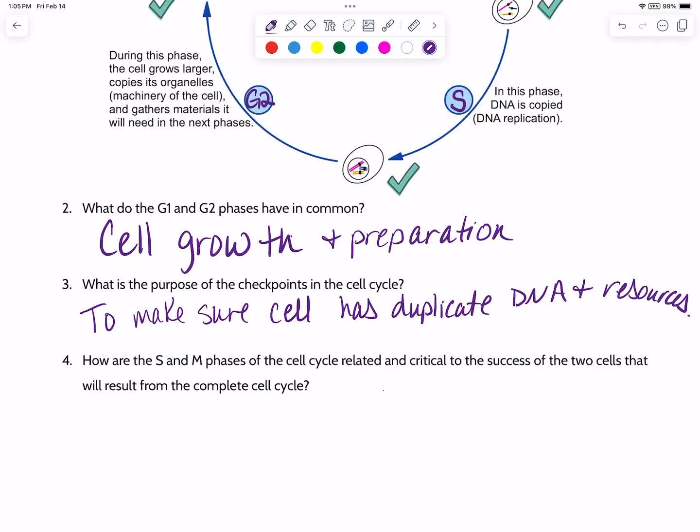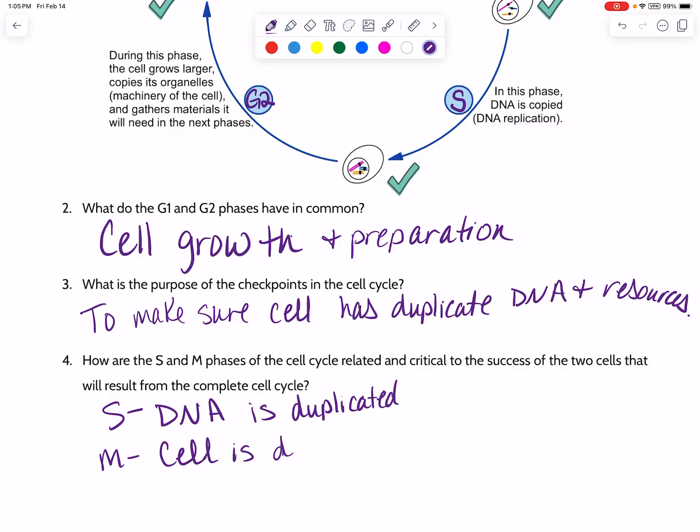So the S and the M phases of the cell cycle are critical to the two cells that result from the complete cell cycle, because the S cycle makes sure that the DNA is duplicated and the M cycle makes sure that the cell itself is duplicated. What it means is you get two identical copies.